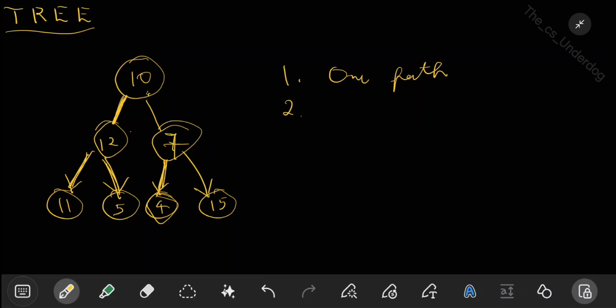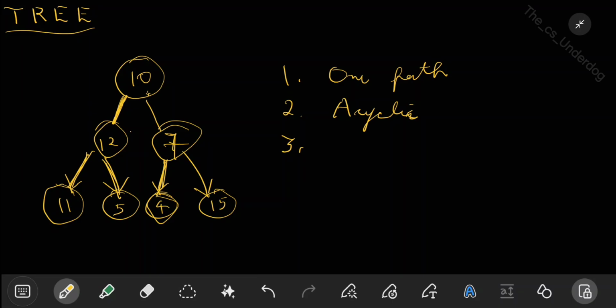Imagine there was one link between these two. What will happen then? Then there will be a cycle between 12, 11 and 5. But because this is a tree, you can never have a situation of a cycle. So it will never happen that any 3, 4 or 5 nodes, or any number of nodes, will form a cycle. It will always be an acyclic structure. Okay, a tree will always be acyclic.